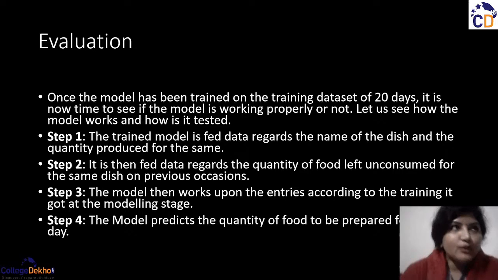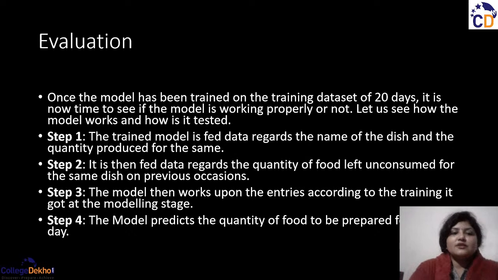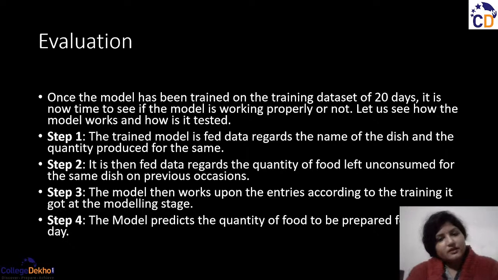So what is evaluation? Evaluation is, once your model has been trained on the training data set of 20 days, it is now time to see if the model is working properly or not. Let us see how the model works and how it is tested. So I told you the ratio is 80 to 20. 80% of data is used for training the model and 20% data is used for testing the model.